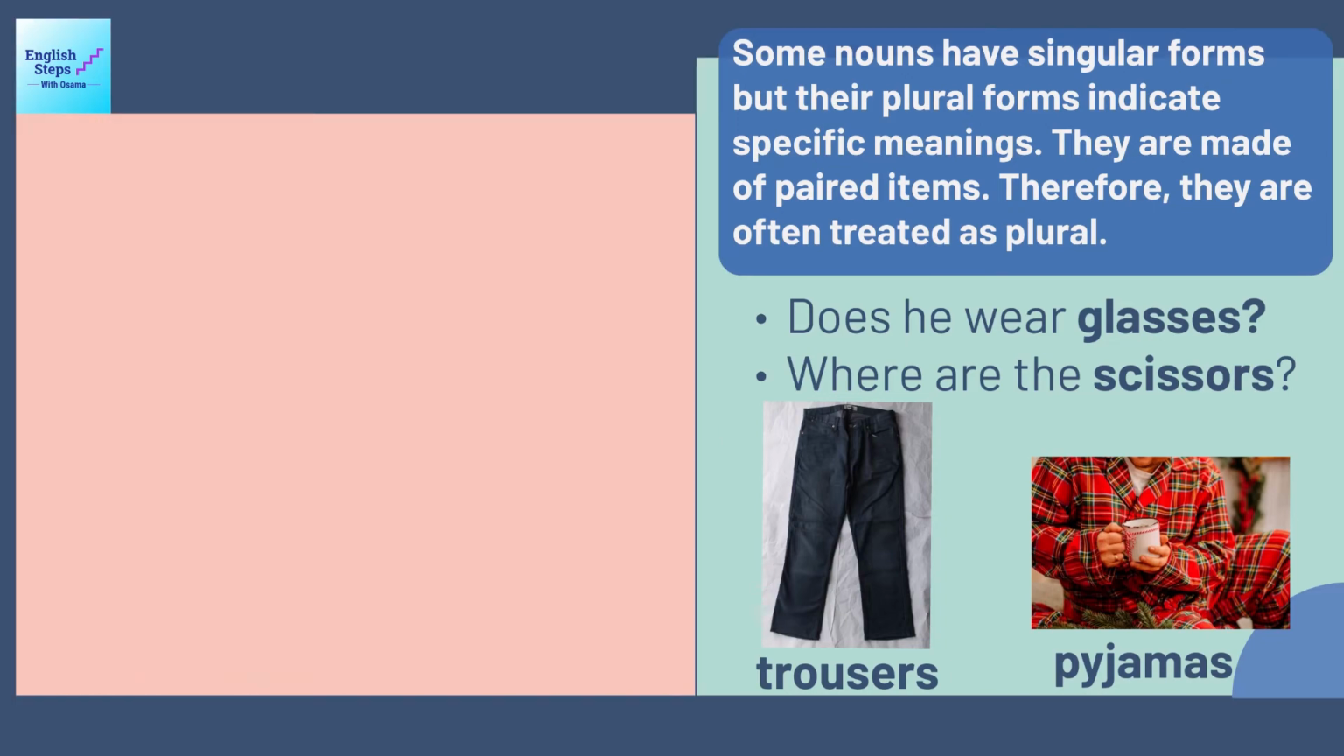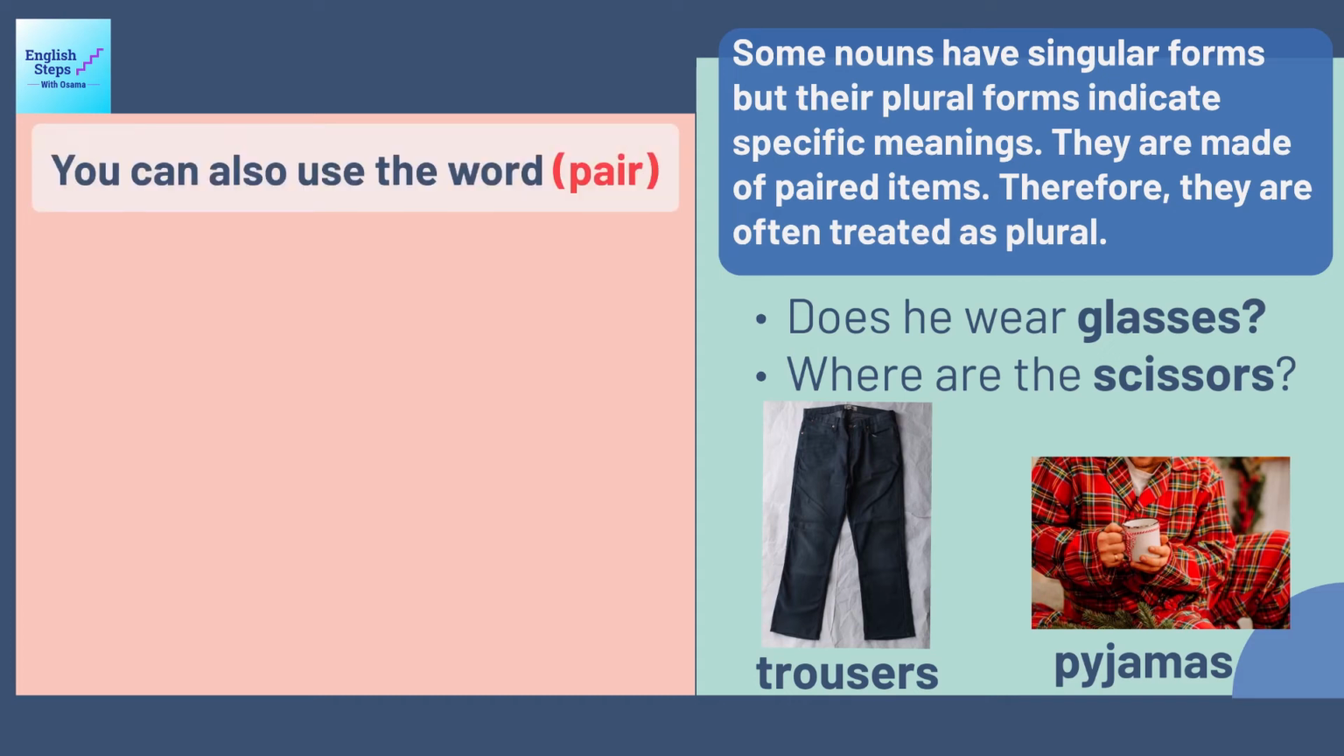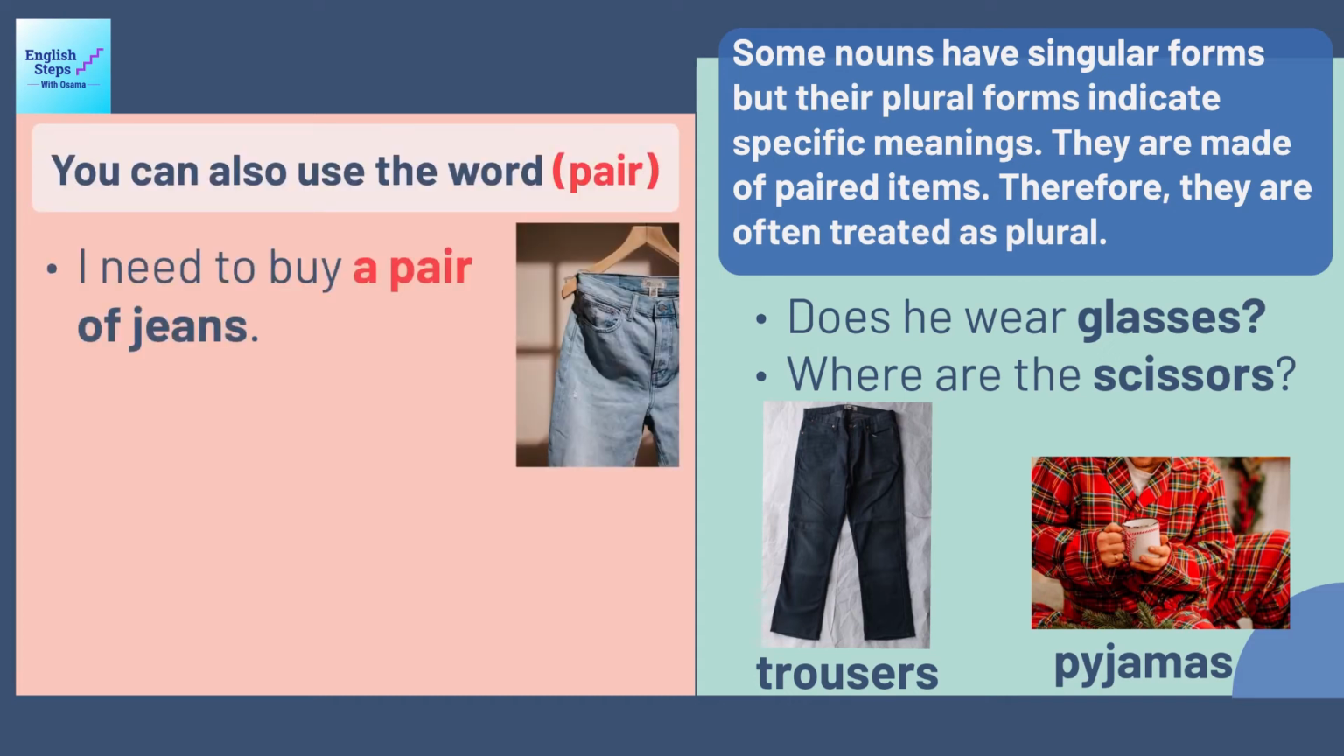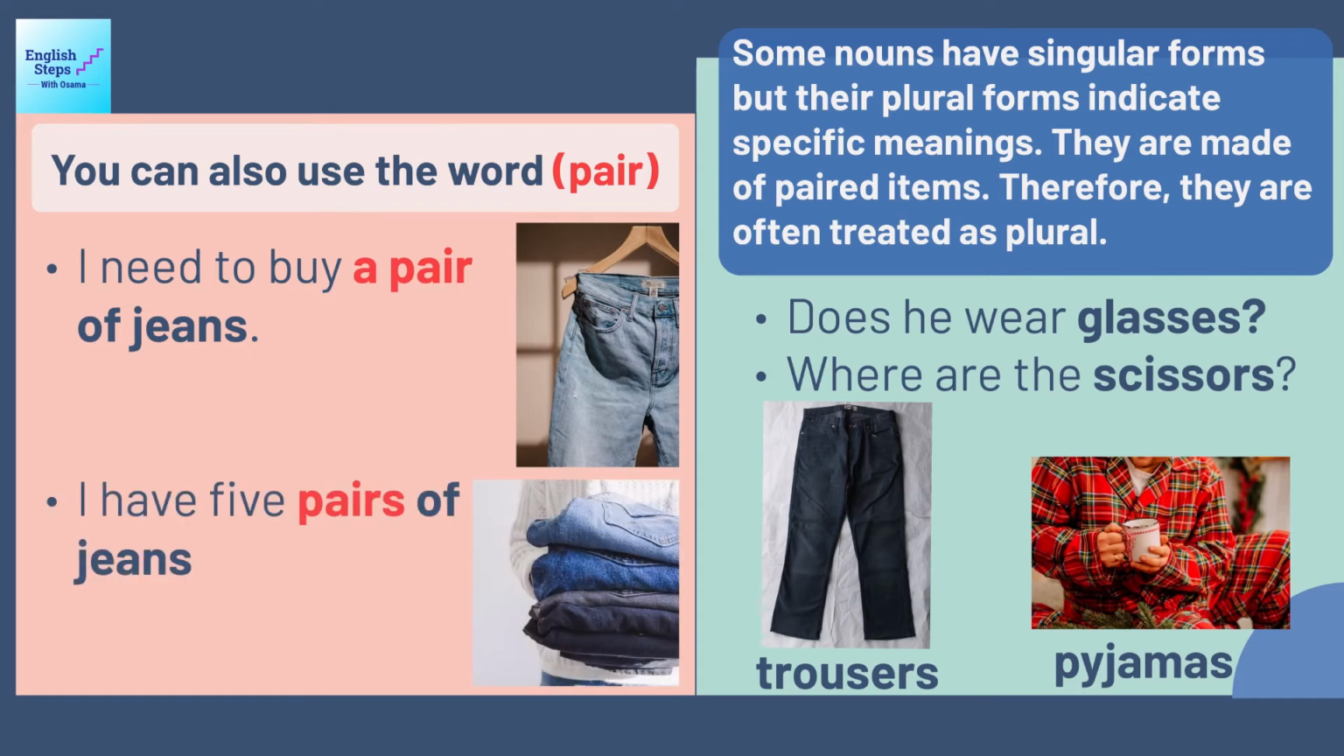If you want to talk about more than one, you can use the word pair. For example, I need to buy a pair of jeans. If you want to talk about more than one pair, simply you can say the number. I have 5 pairs of jeans. Remember to make the word pair into plural.